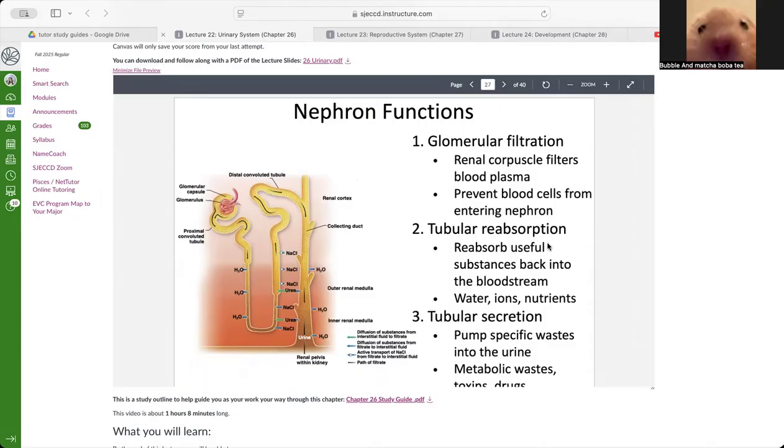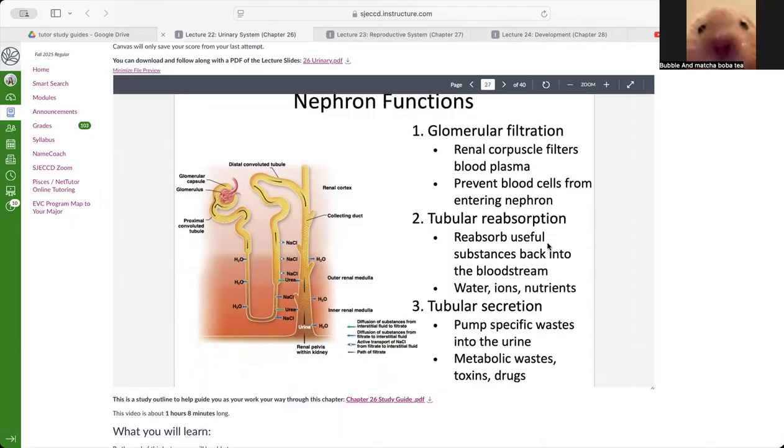We have tubular reabsorption, where all the blood liquid, water, ions, and tiny proteins go into the glomerular capsule. And you don't want to lose all of it. If you flush everything out of your glomerular filter, you would have to constantly drink water, right? So that's why it reabsorbs useful substances back into your bloodstream. And there are transport pumps taking it from the filtrate and putting it back in the capillary bed.